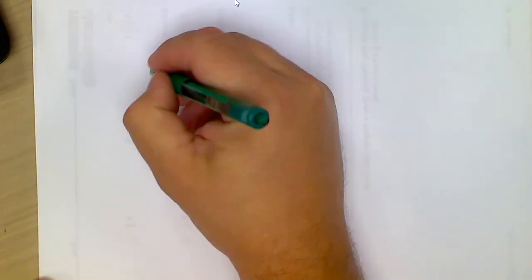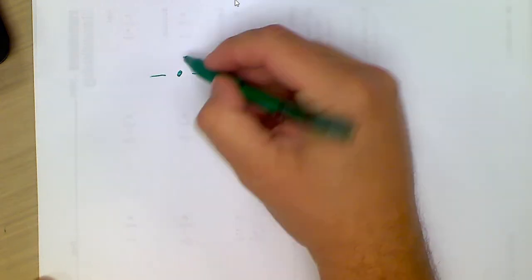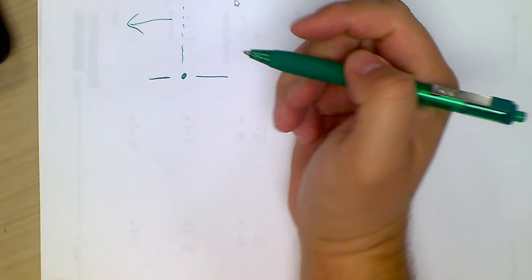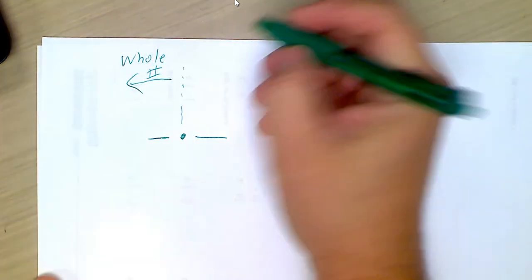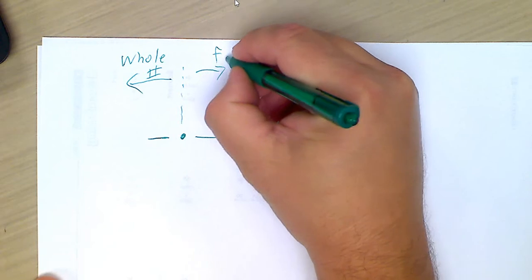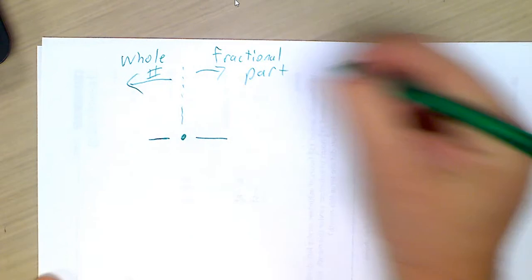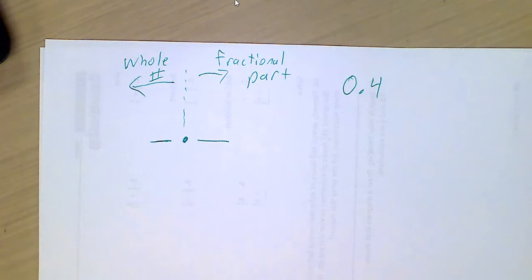Before we begin today, a couple things you need to know. Number one, the decimal. Anything to the left of the decimal is your whole number. Anything to the right is basically your fractional part. So if I had like 0.4 of anything, do I have more or less than a whole? Less.